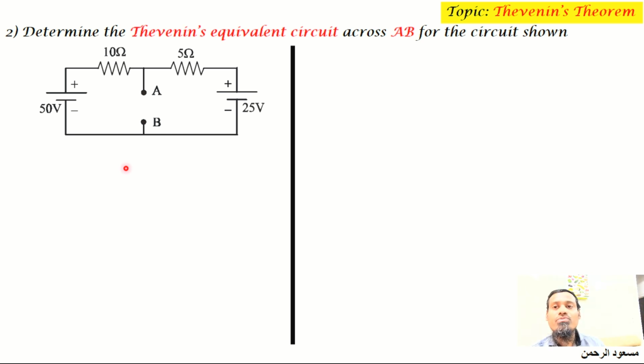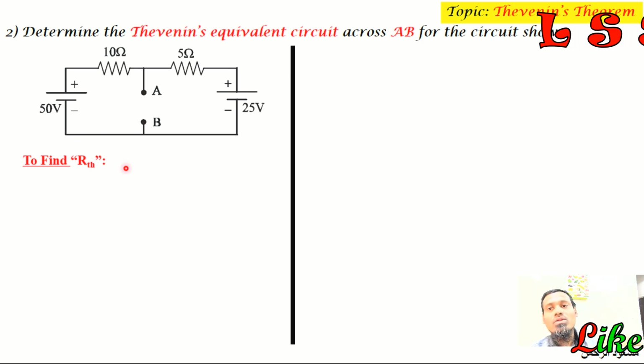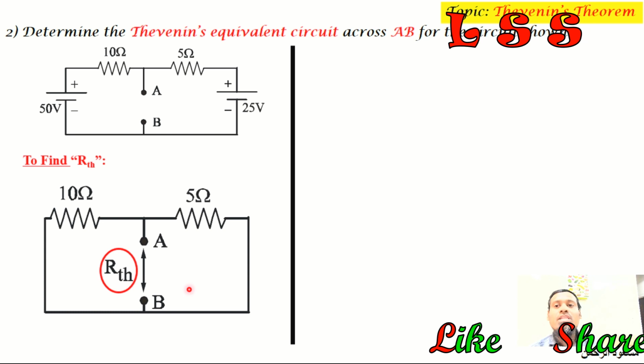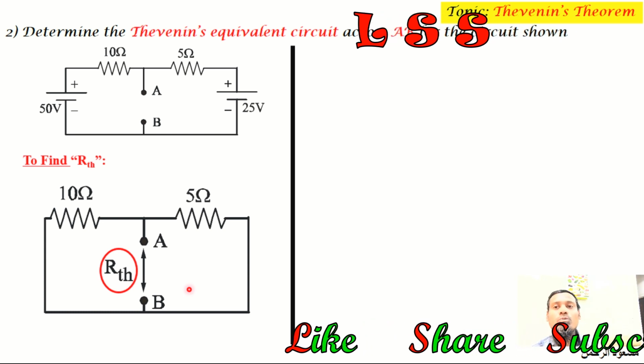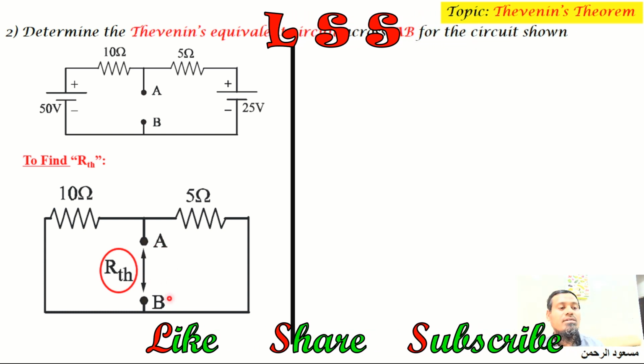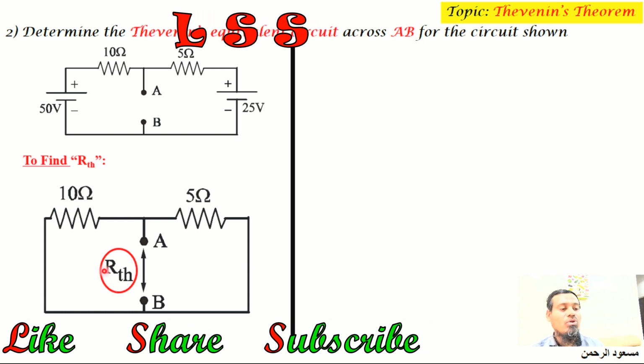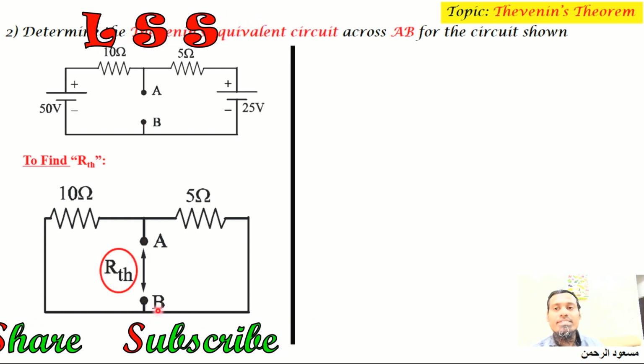To find RTH, we need to turn off all the sources in the given network. As we have two batteries in the given network, we need to short circuit both batteries and redraw the circuit. If you redraw, the network will be this one. You need to look from the output side. So this is RTH. We need to look from across these A and B points and calculate RTH.